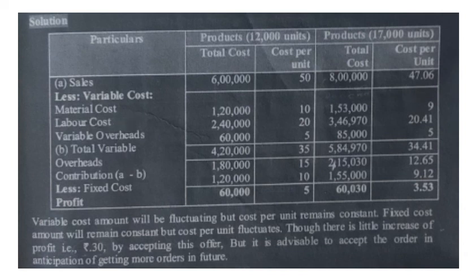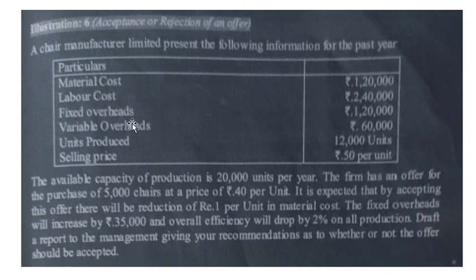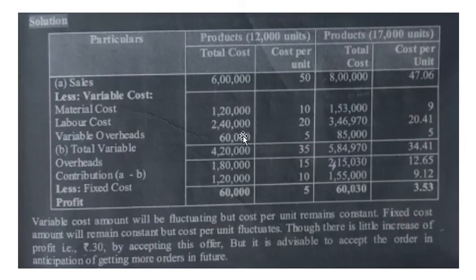So with this, we will minus all our variable cost, that is the material cost, labor cost, and variable overheads. So material cost is 1,20,000, labor cost is 2,40,000, and variable overheads is 60,000. So we will take 1,20,000, 2,40,000 and 60,000. So the total variable cost is 4,20,000.